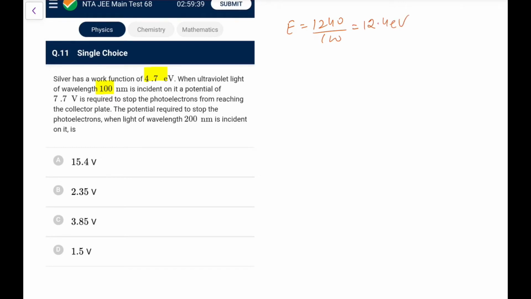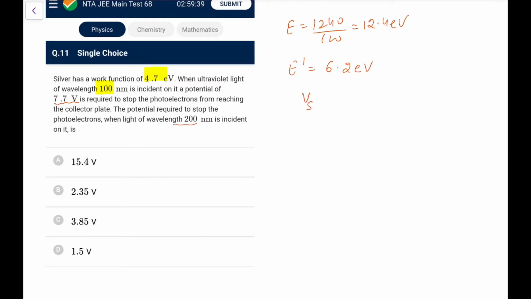So it would be able to take out an electron. A potential of 7.7 eV is required to stop the photoelectrons from reaching the collector plate. 4.7 plus 7.7, yes, that is 12.4. The potential required to stop the photoelectrons when light of wavelength 200 nanometer is incident: in that case, E dash would be half of that because lambda is doubled, that would be 6.2.